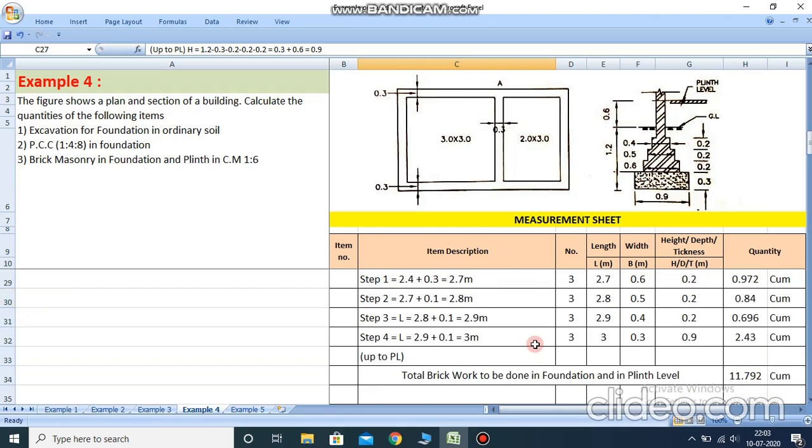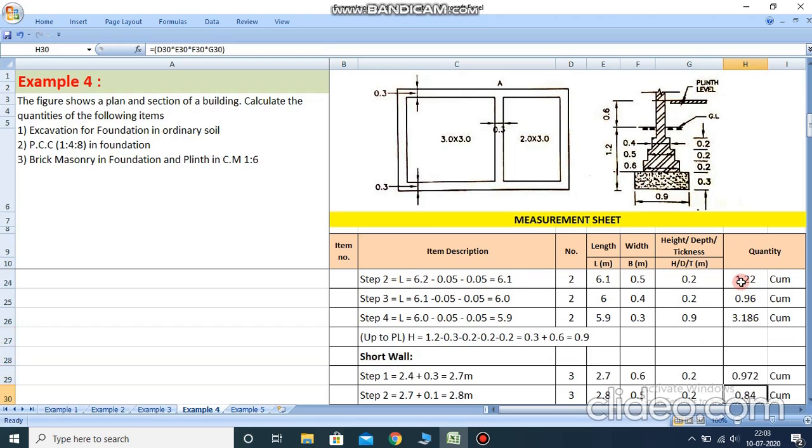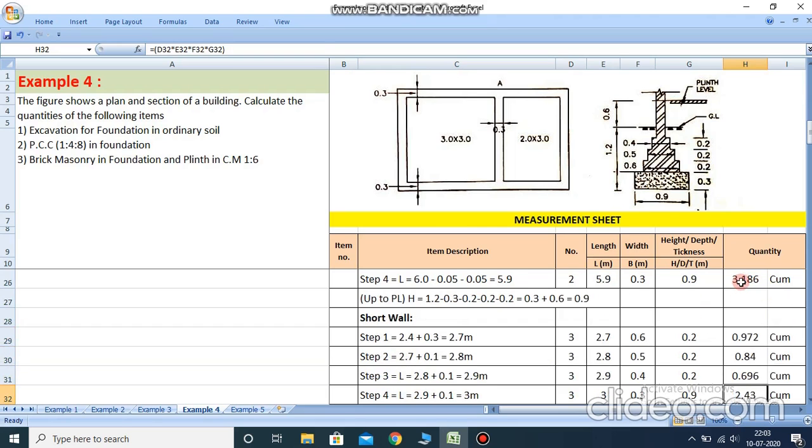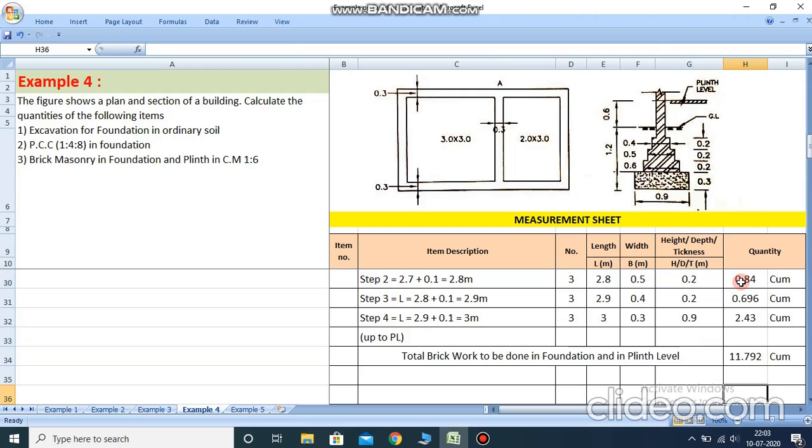Now the summation of the long wall and short wall. All the values: 1.488, 1.2, 2.96, 3.186, 0.972, 0.84, 2.696 and 2.43. Summing all the values, we get the total brickwork as 11.792 cubic meter. So 11.792 is the total brickwork for the foundation up to plinth level. We calculate in cubic meter.